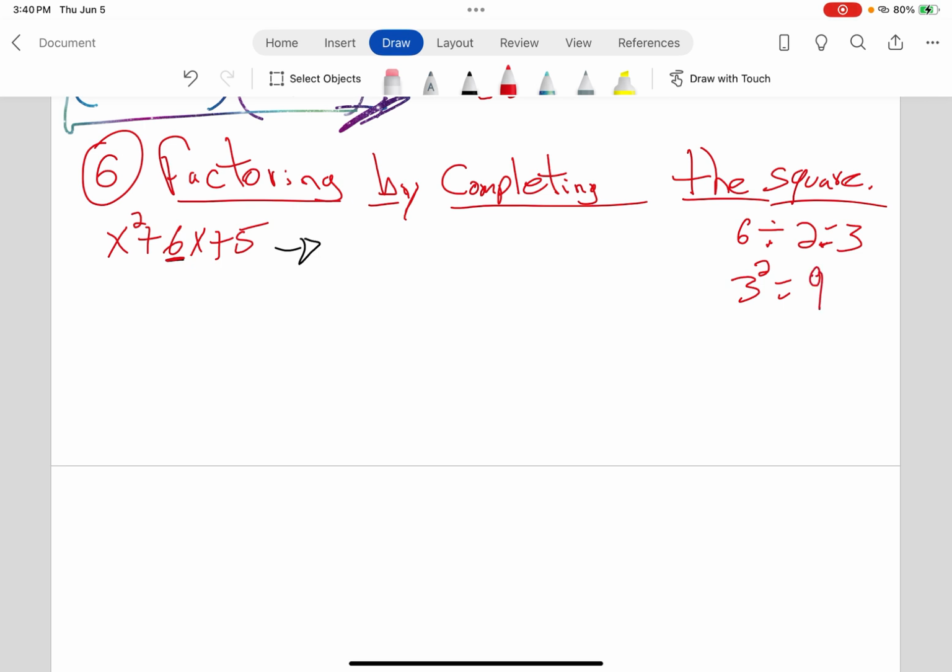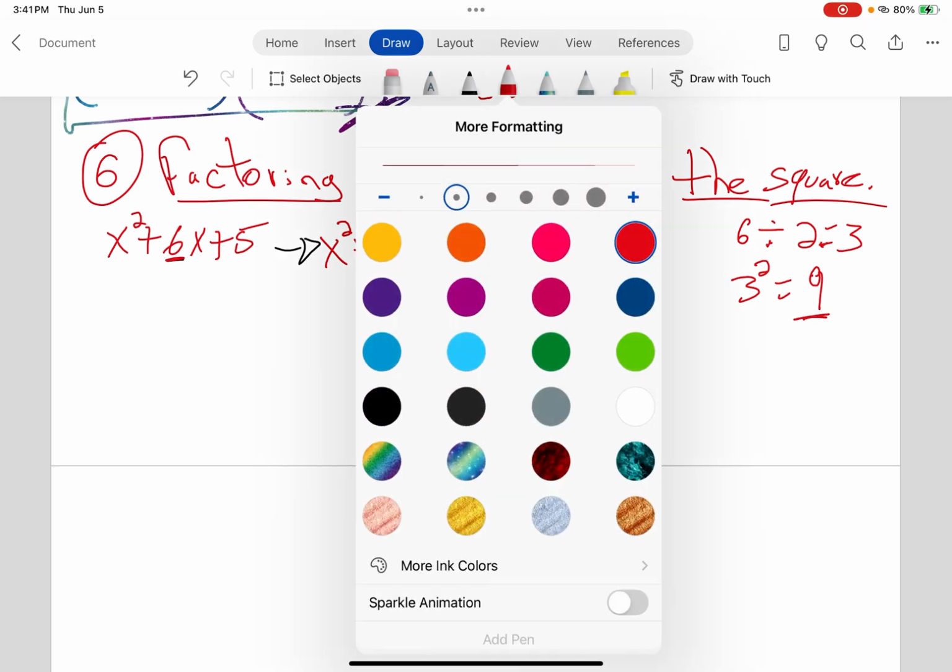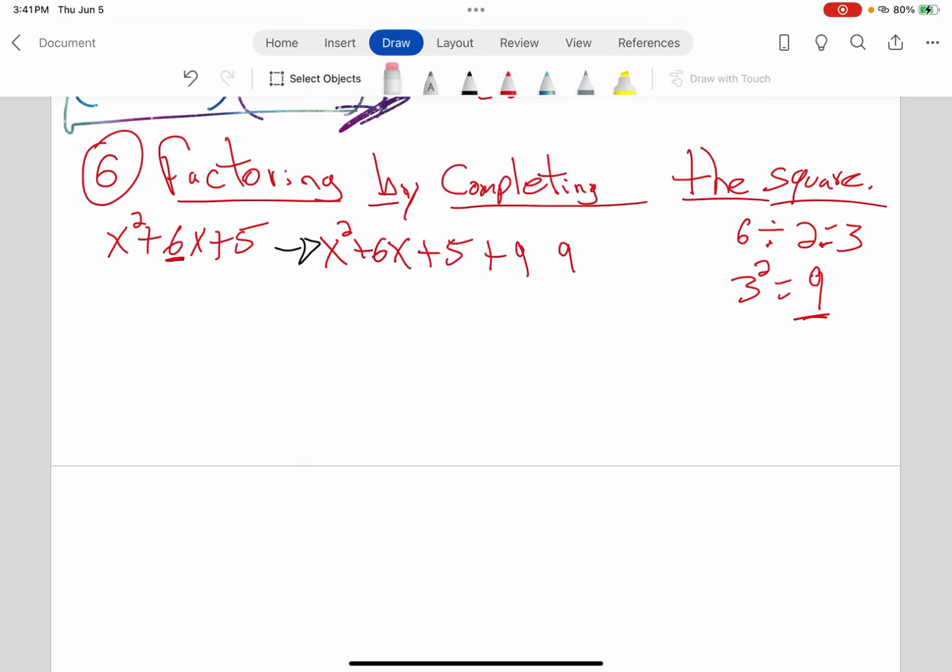So when you got the 9, you will rewrite the same equation, x squared plus 6x plus 5, and you will add a positive 9, this is the number you find right here, and a negative 9. The number you got, you need to add a positive and negative.